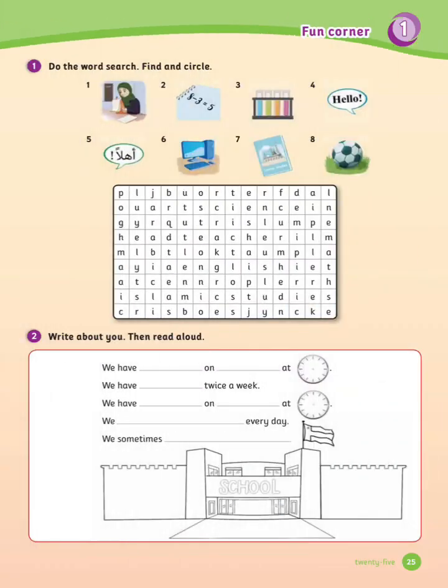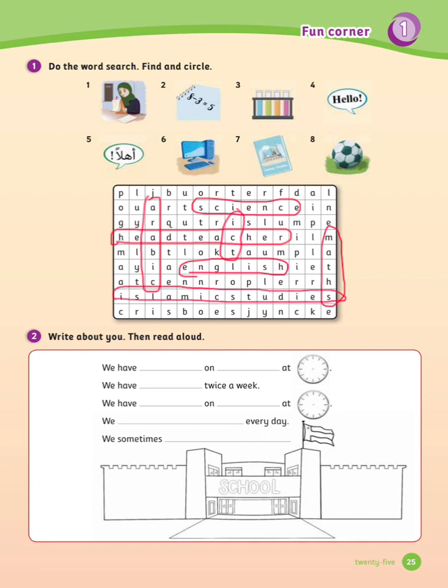Exercise number 1. Do the word search. Find and circle. Let's find the words together. Number 1. Head teacher. Number 2. Math. Number 3. Science. Number 4. English. Number 5. Arabic. Number 6. ICT. Number 7. Islamic Studies. Number 8. PE.